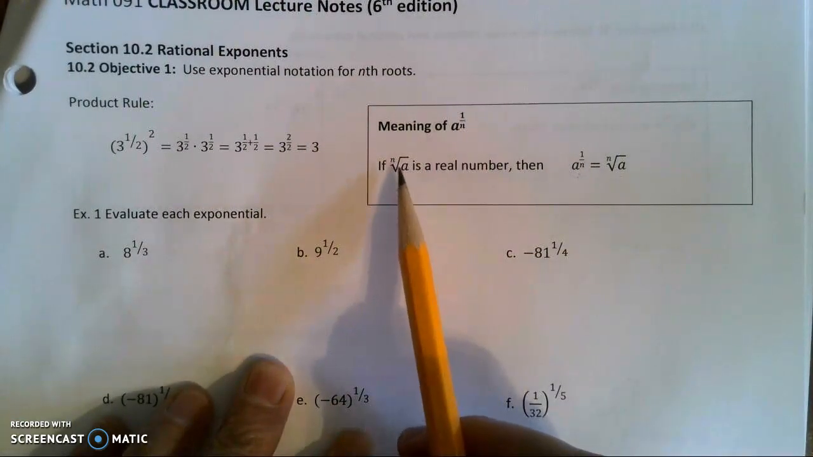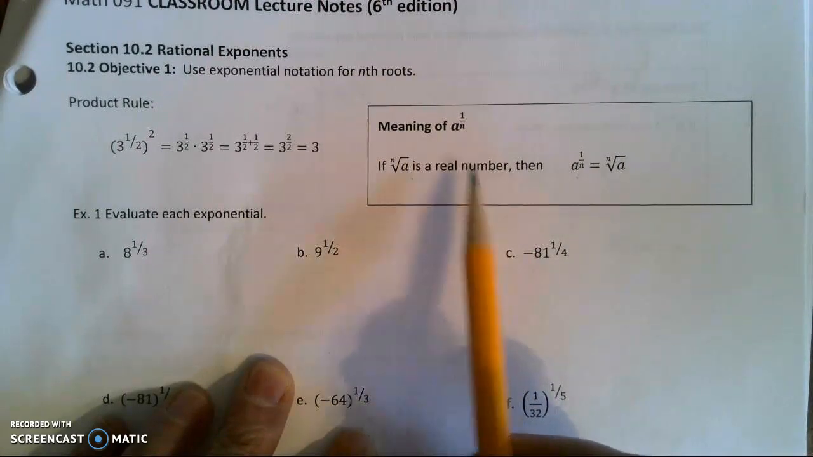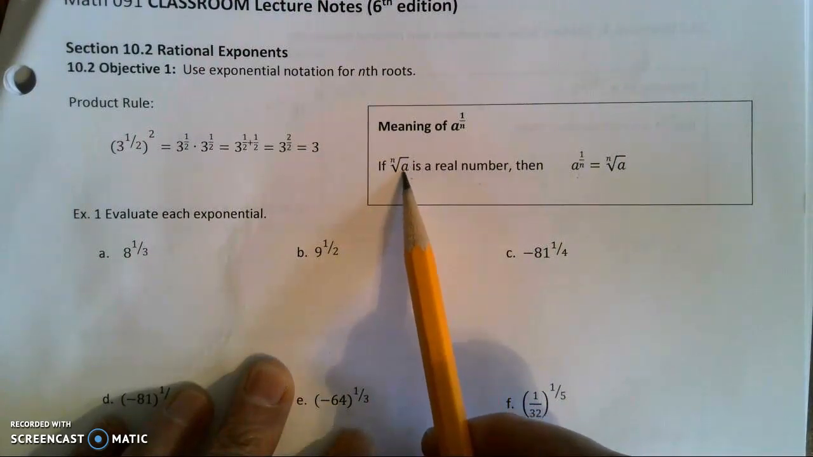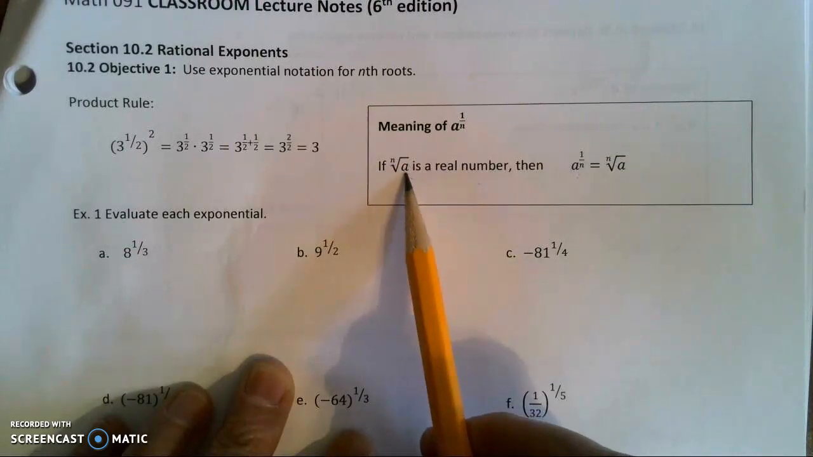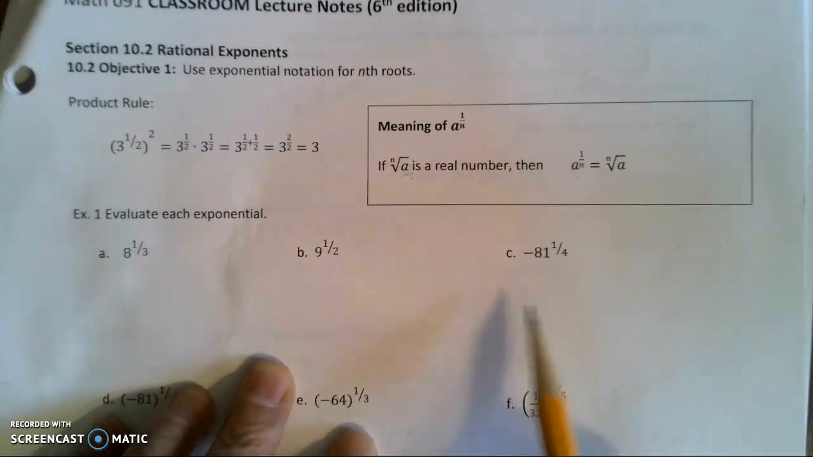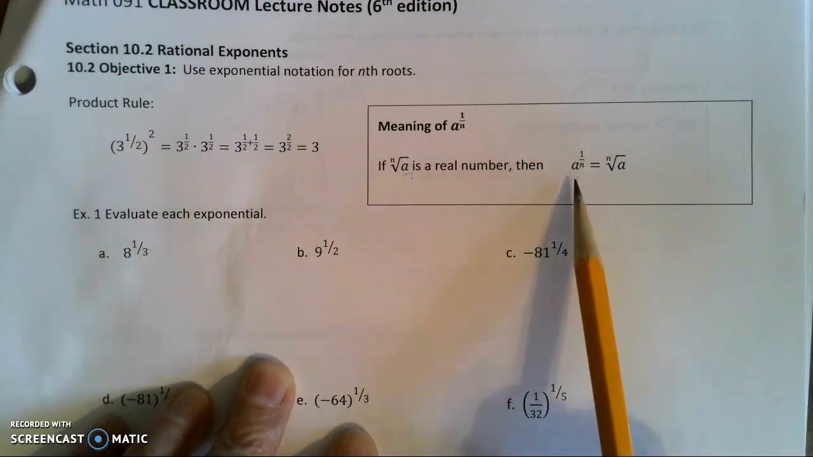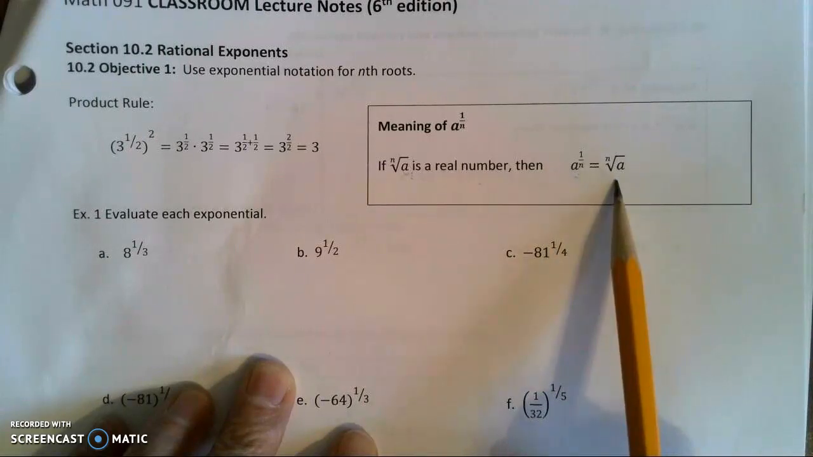This only works if the nth root of a is a real number. Again, if a is negative and n is even, which is 2, 4, or 6, then this is not a real number. So we have one of those on here. Okay, so here's just a couple examples. Again, we're going to go from exponential to radical form.